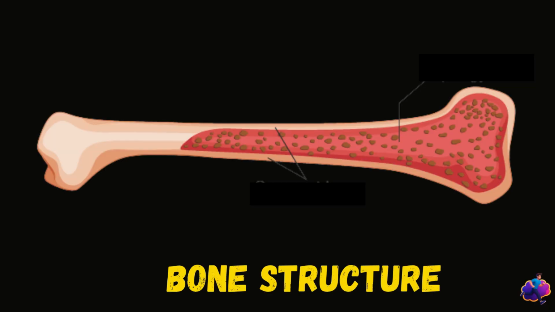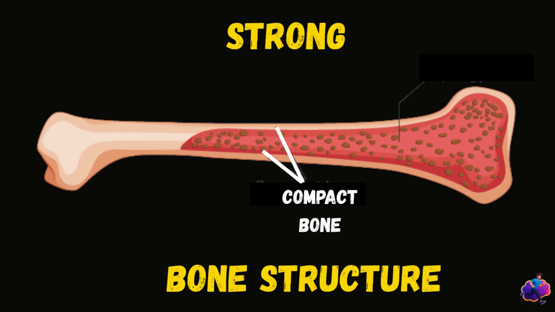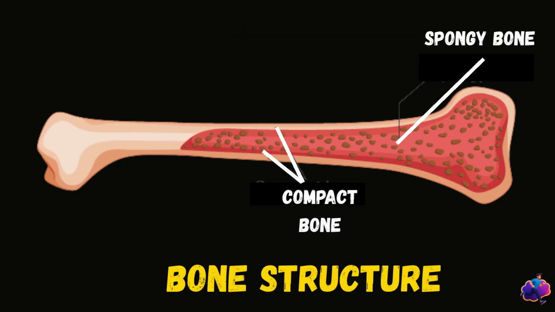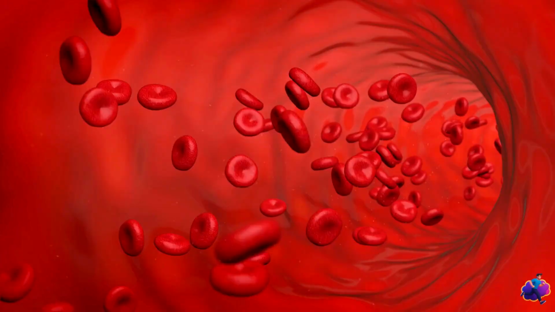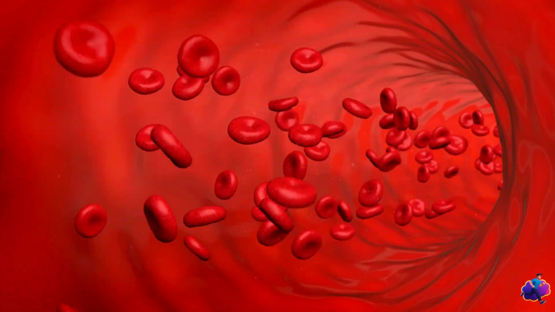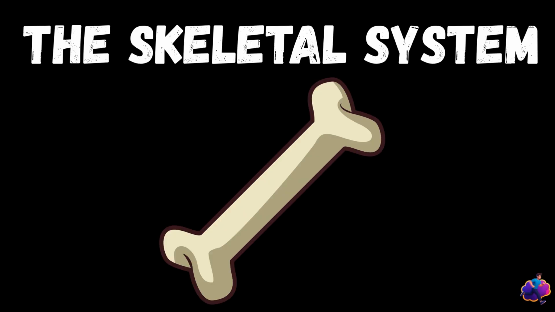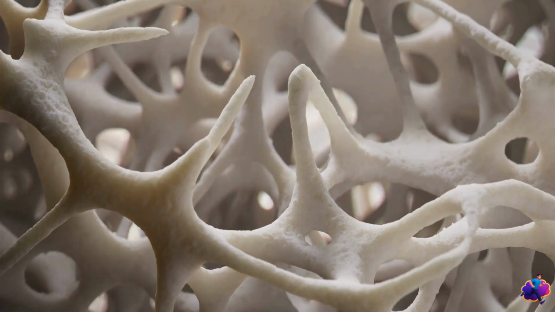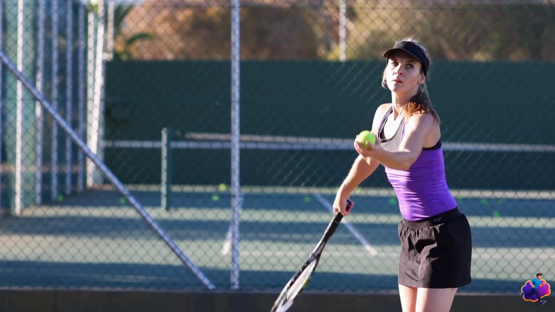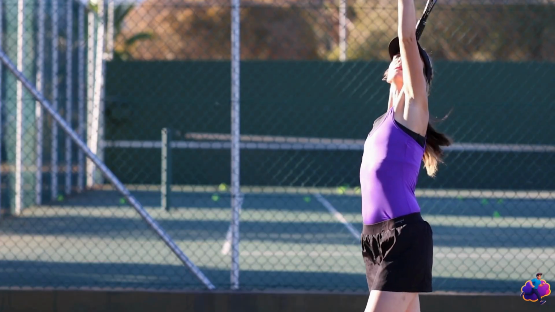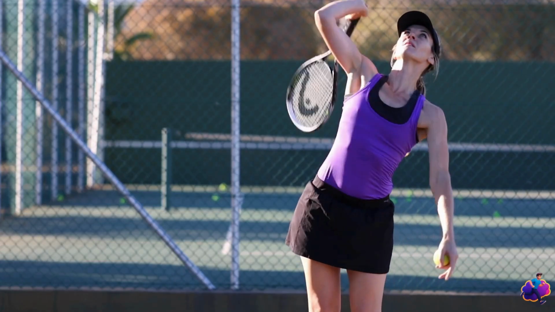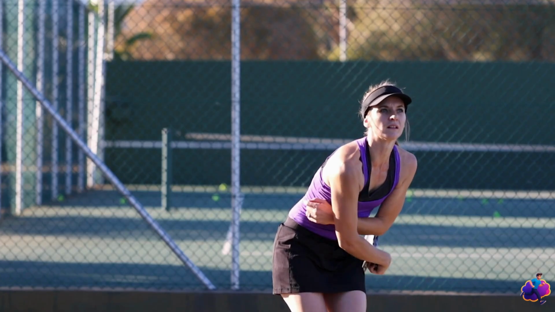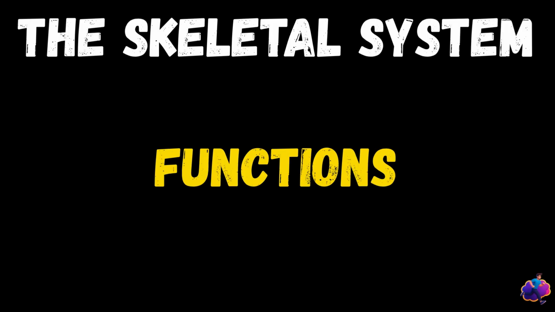Each bone is made up of two main types of tissue. Compact bone, which is dense and strong, forming an outer layer, and spongy bone, which is lighter and filled with bone marrow, the site where new blood cells are produced. And bones are not lifeless structures, they're living tissues that are constantly being broken down and rebuilt in a process called remodeling. This allows bones to adapt to stress. For example, a tennis player's serving arm often has thicker and stronger bones than the non-dominant arm because it's used more frequently. Now let's look at the functions of the skeleton.